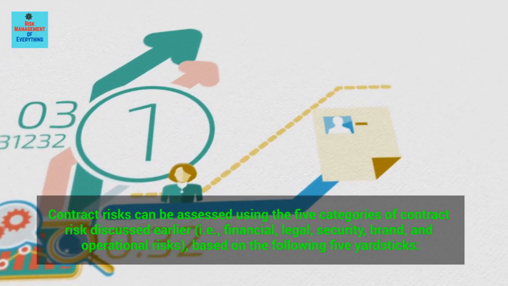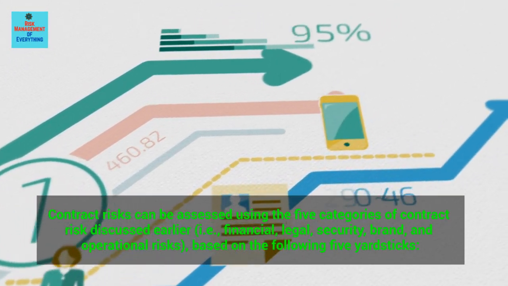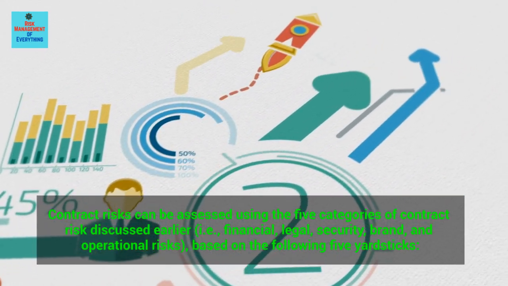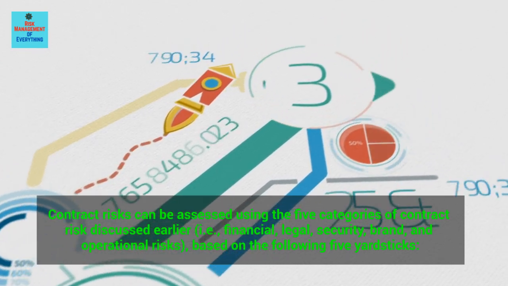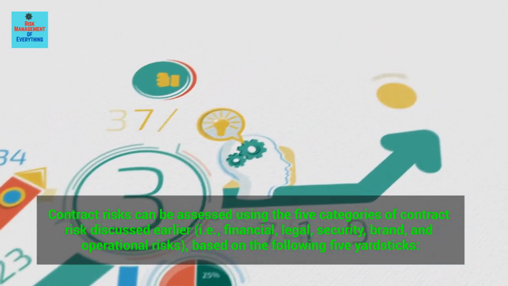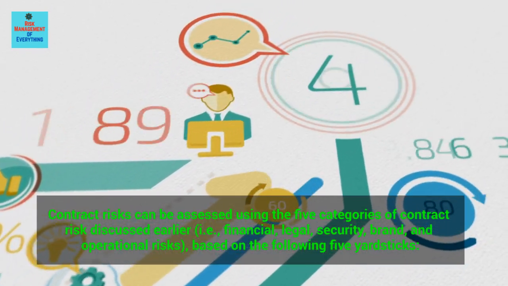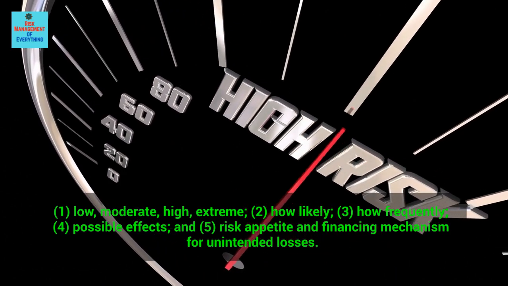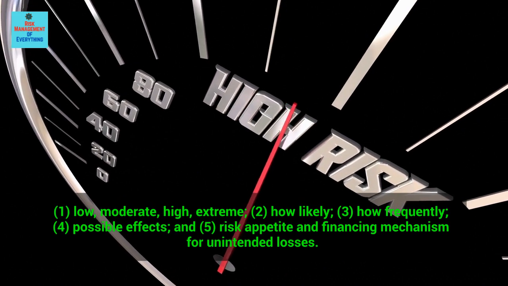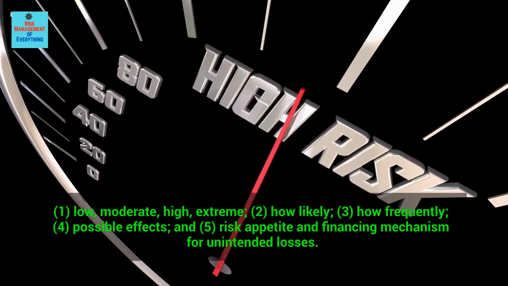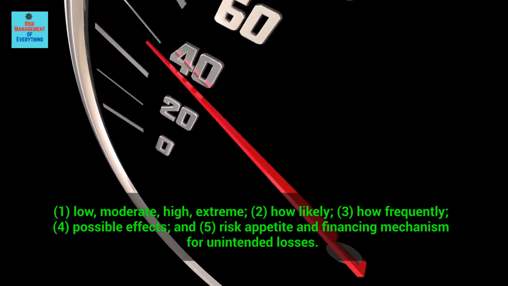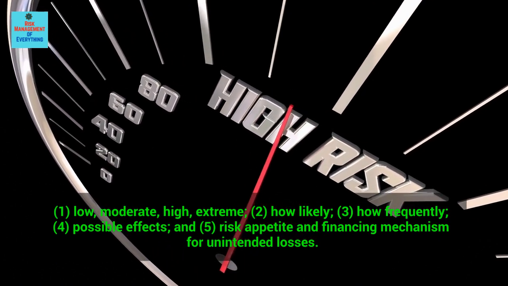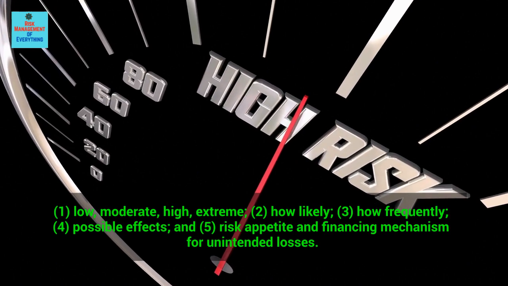Contract risks can be assessed using the 5 categories of contract risk discussed earlier, that is, financial, legal, security, brand, and operational risks, based on the following 5 yardsticks. 1. Low, moderate, high, extreme. 2. How likely. 3. How frequently. 4. Possible effects. And 5. Risk appetite and financing mechanism for unintended losses.